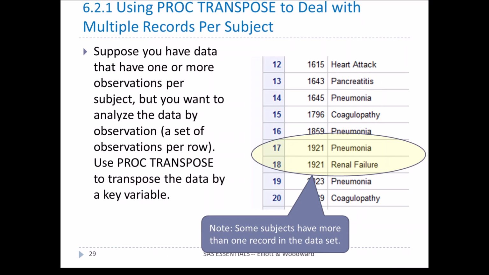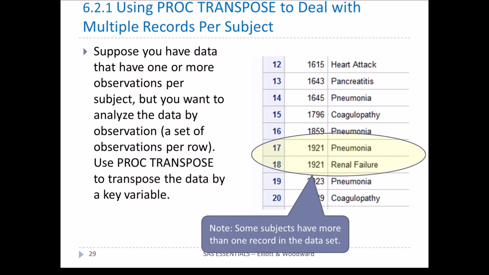Now there's another way you can use PROC transpose, and that is dealing with multiple records per subject. Suppose we have a data set where we have more than one observation for subjects sometimes. So this is a data set called complications, where people coming into an emergency room were assigned an ID, and the number of complications they had was recorded. However, each complication was recorded as a separate record. So we see here that patient number 1921 had 2 complications, pneumonia and renal failure.